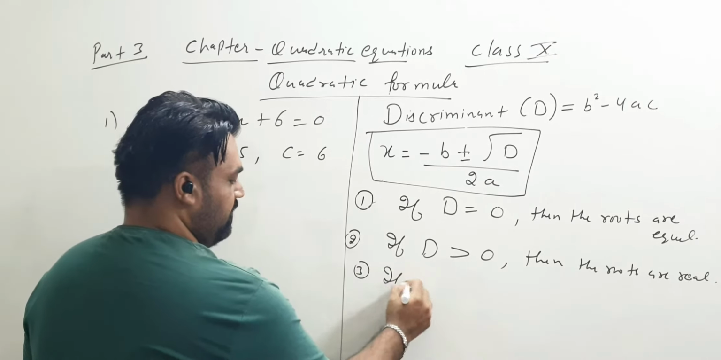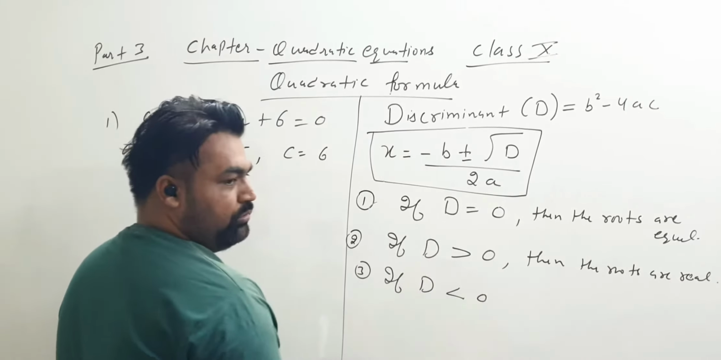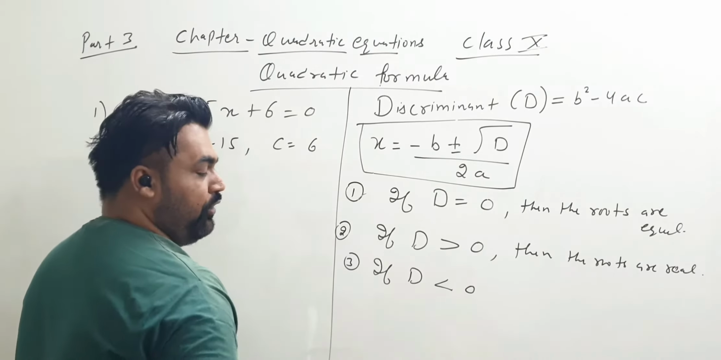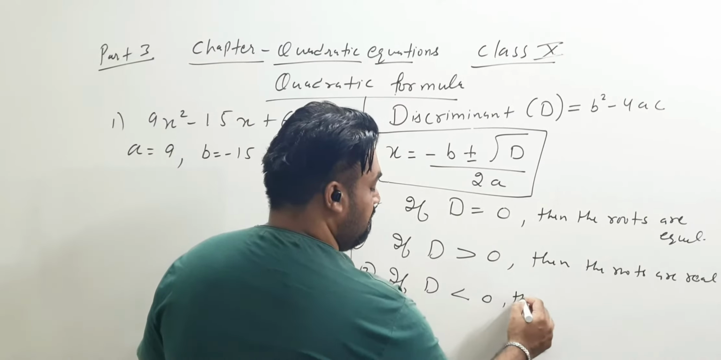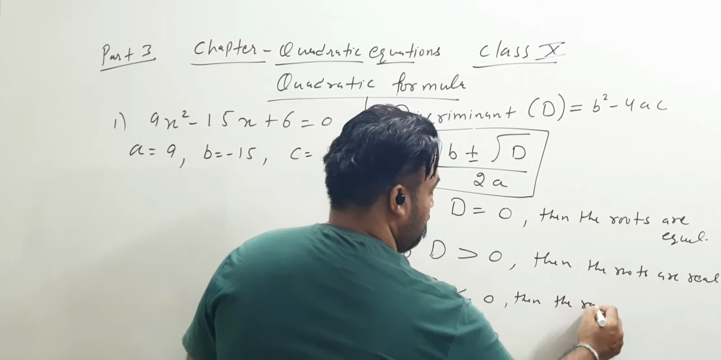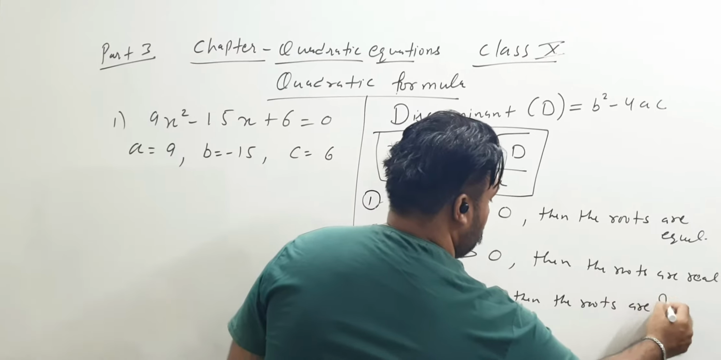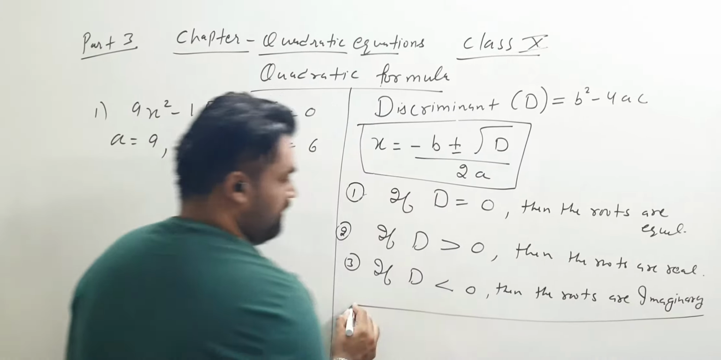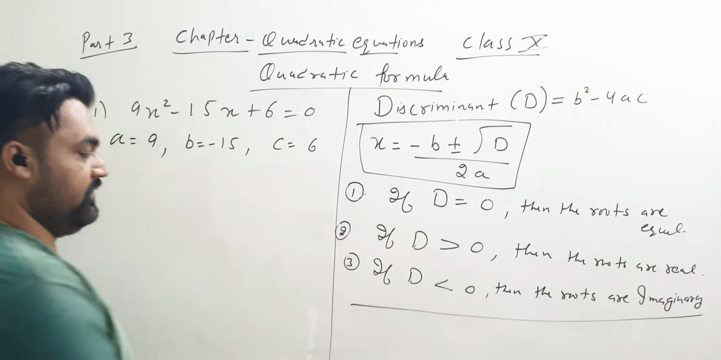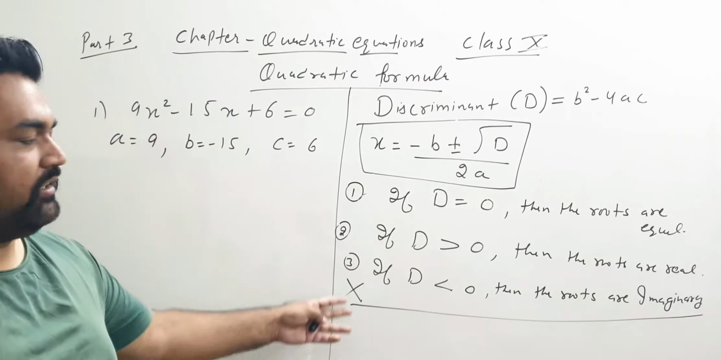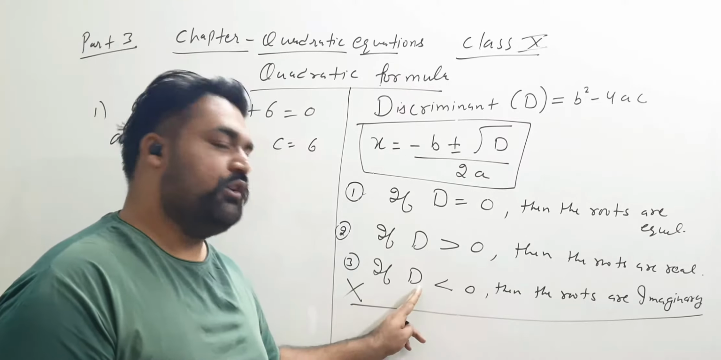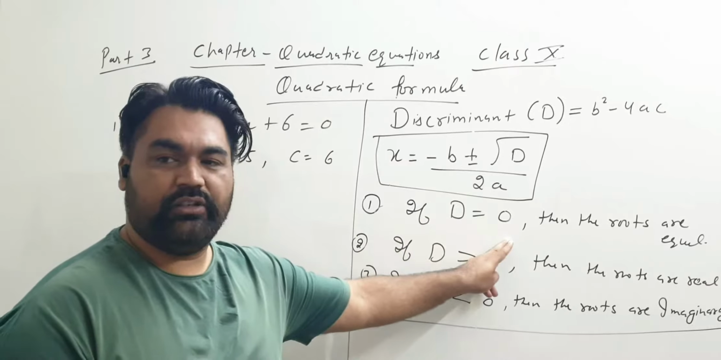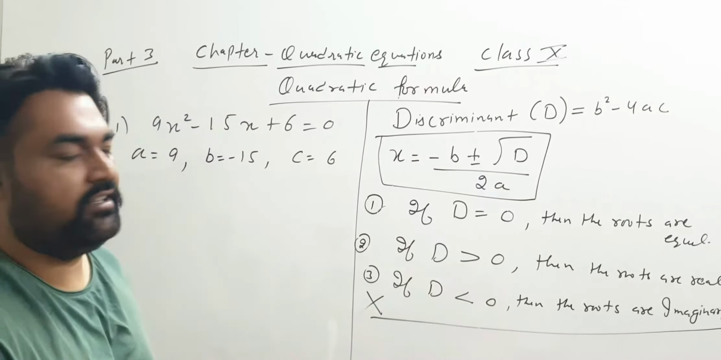Third, if d is less than 0, means if the value of d becomes negative, then the roots are imaginary. So in the third case we can't find the roots if the value of d is less than 0. So we can find the roots if d equals 0 and if d is greater than 0.